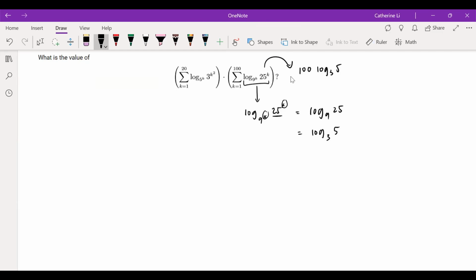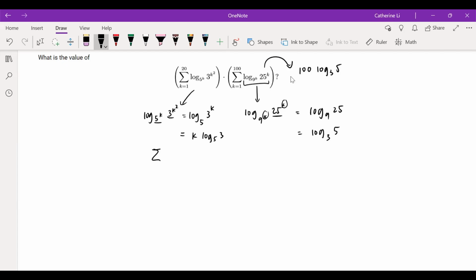And for the first term, it's a little bit more complicated, but we're going to get log base 5 to the k of 3 to the k squared. And we can take out an exponent of k in both of these, both the bottom and the top. So we just get log base 5 of 3 to the k, since 3 to the k equals 3 to the k squared. And using the power rule, we get k log base 5 of 3.